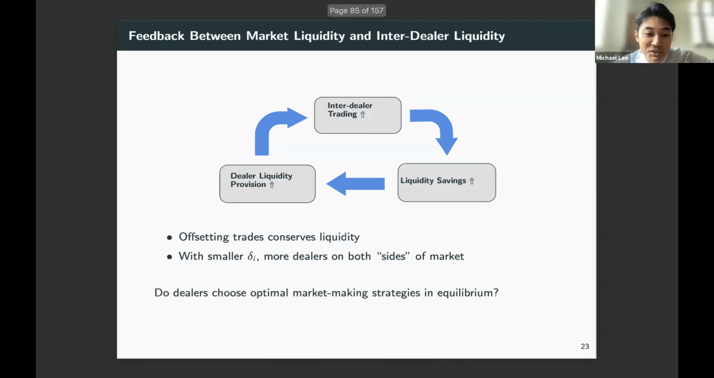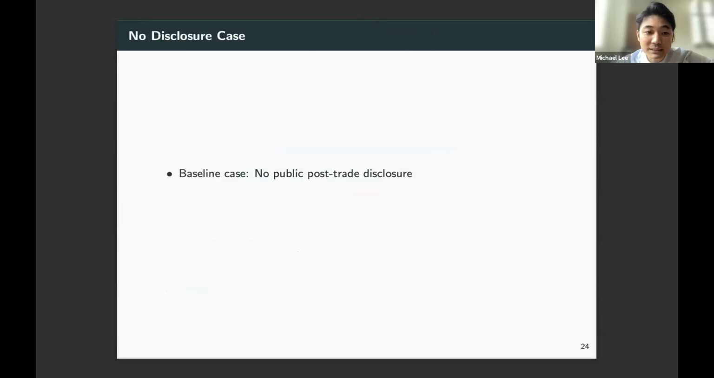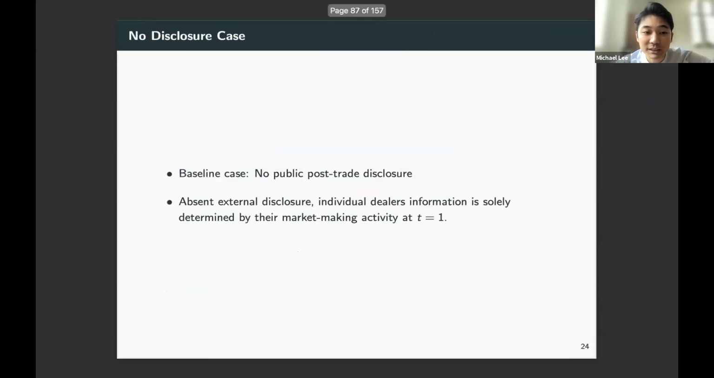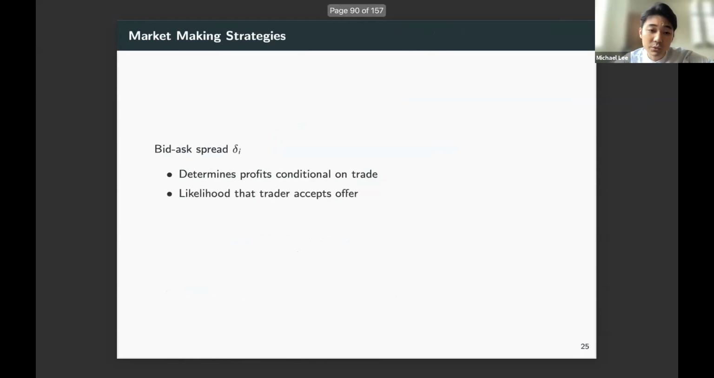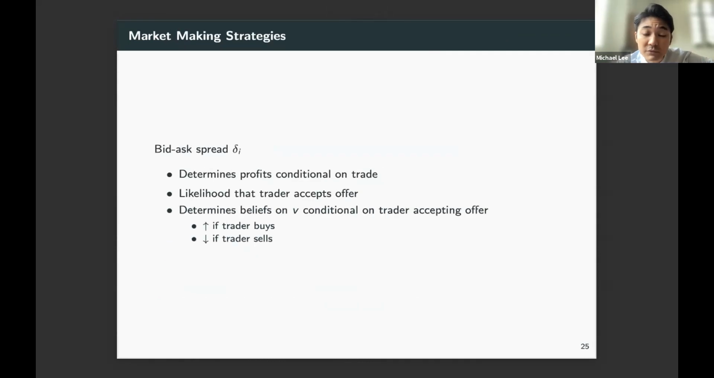Now, the real question then is, do dealers really choose the optimal market making strategy in equilibrium? With the baseline case of no public post-trade disclosure, without this external disclosure, all of the individual dealers' information is solely determined by their market making activity. If we think about the bid-ask spread here, of course, the bid-ask spread is going to determine the profits conditional on trade and also the likelihood that the trader accepts an offer. But it's also focal to determining the beliefs of the dealers conditional on a trader accepting an offer.